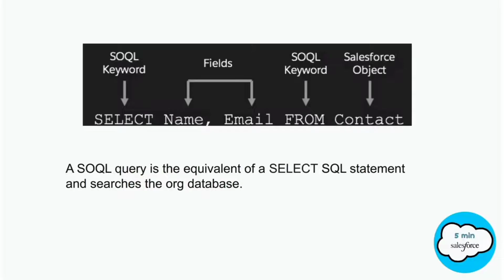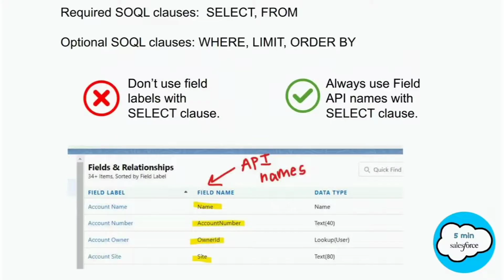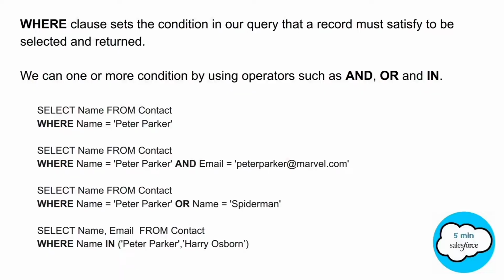This is what a basic SOQL query looks like. Select and from are the keywords. We have to provide the fields and object. Select and from are the required SOQL clauses, and where, limit, order by are some optional SOQL clauses. And always remember that you should always use field API names with select clause. If we have to add any specific condition to fetch records, then we use where clause and provide that specific field and value for which we are querying the record. We can also use logical operators like AND, OR, and IN to add multiple conditions.